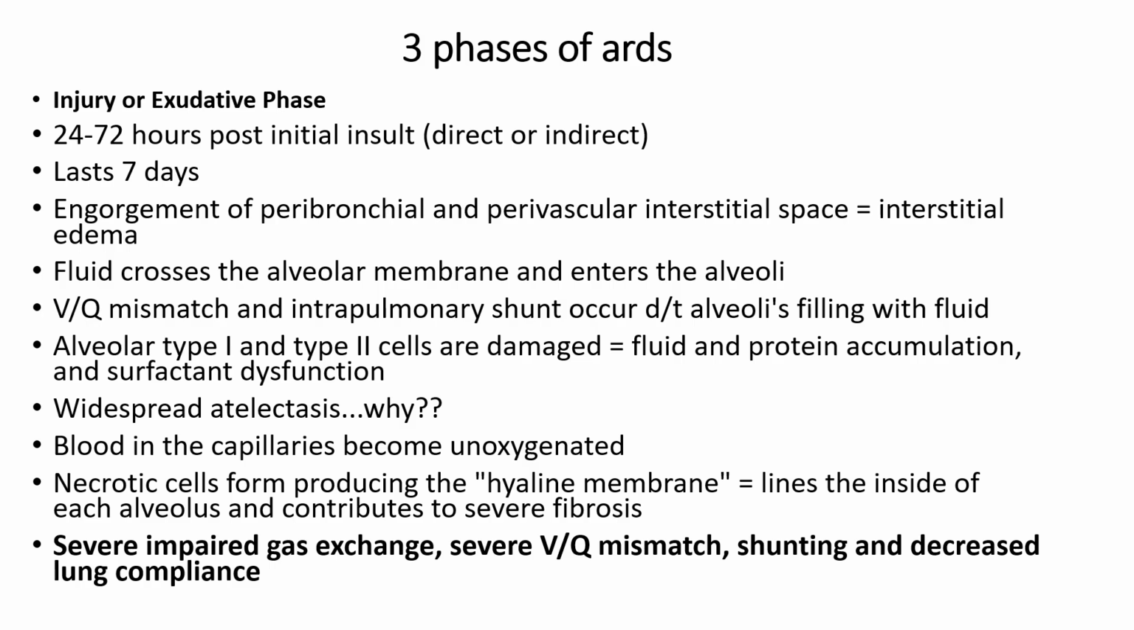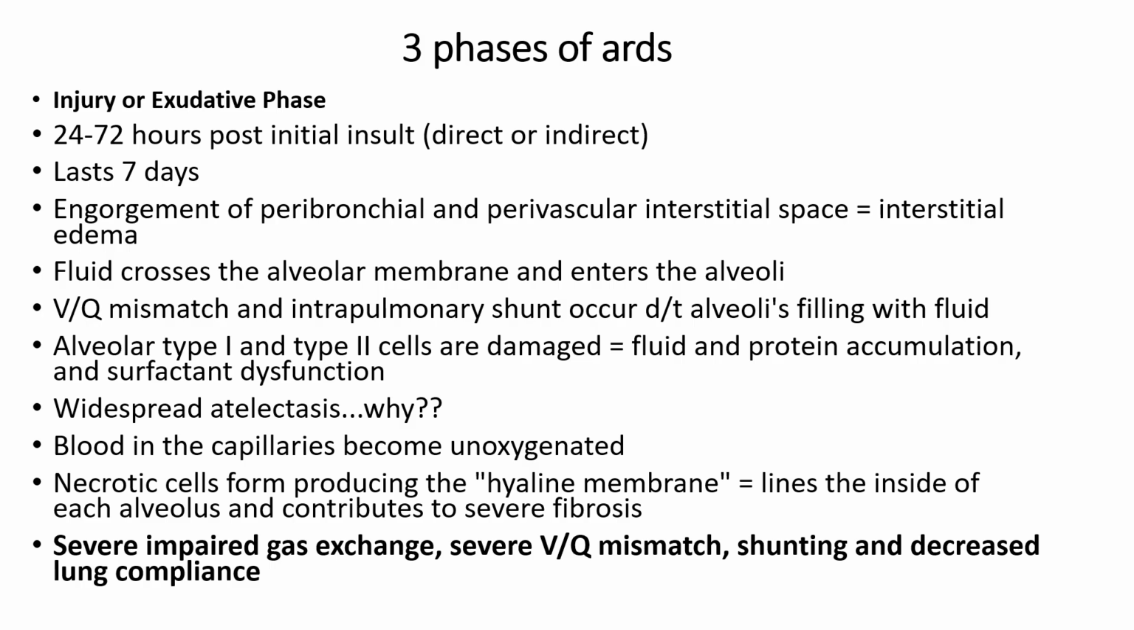The first big change is inflammation. The tissue around the bronchi and blood vessels, the peribronchial and perivascular areas, become swollen. This swelling in the interstitial space is called interstitial edema. As the inflammation worsens, that fluid begins to cross the alveolar membrane and actually enter the alveoli. And remember, the alveoli are supposed to be air-filled, not fluid-filled. Once the fluid enters the alveoli, gas exchange becomes extremely difficult. This leads to VQ mismatch and intrapulmonary shunting.